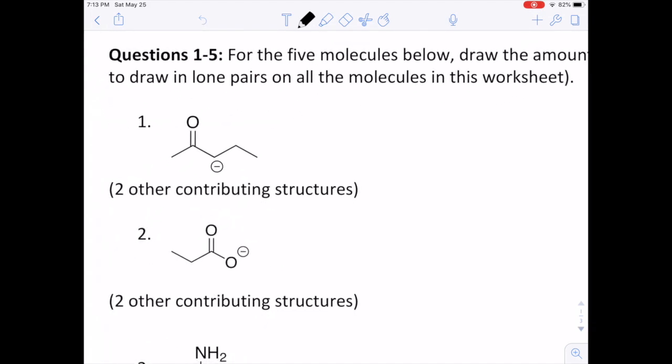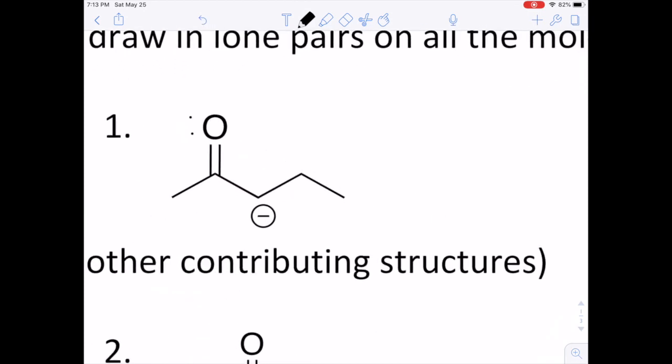So with question number 1, we say that we have two other contributing structures. None of these lone pairs are drawn in for us, so we know that the oxygen bonding pattern is going to be 2 bonds and 2 lone pairs. So I'm definitely going to draw in those lone pairs. And then whenever I see negative charge, I'm assuming that's going to be a source of electrons, so there's definitely going to be a lone pair there as well.